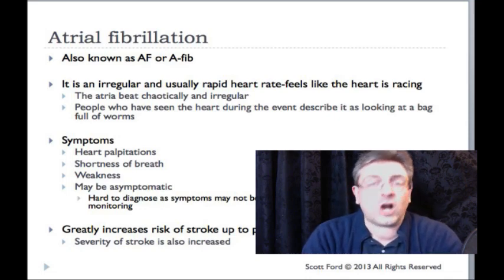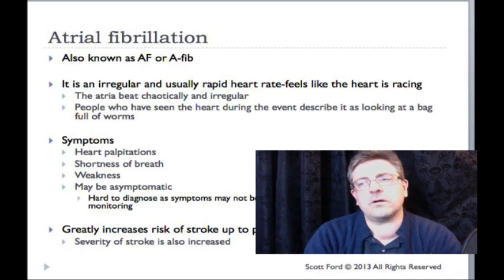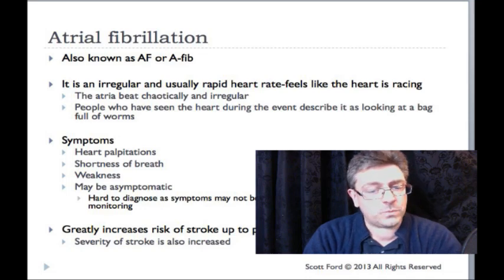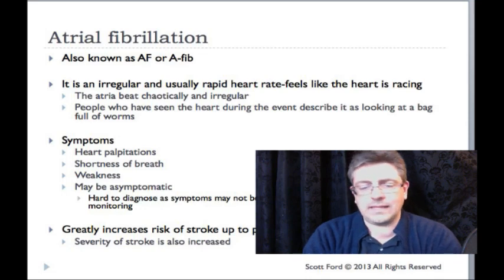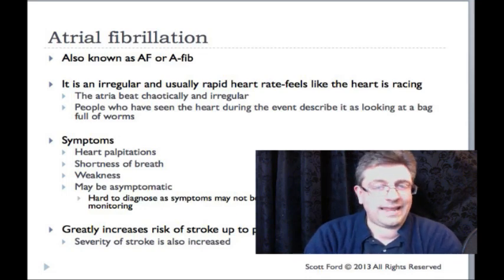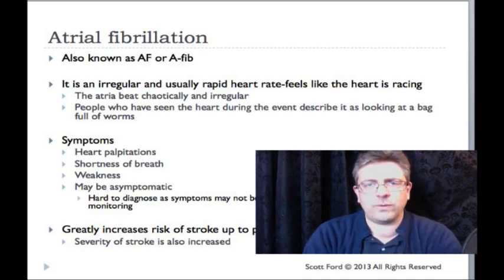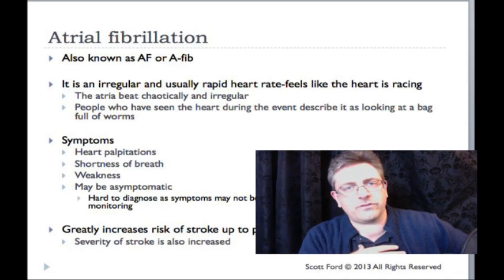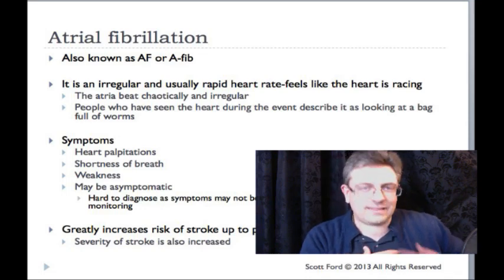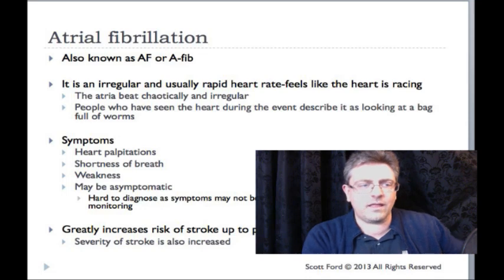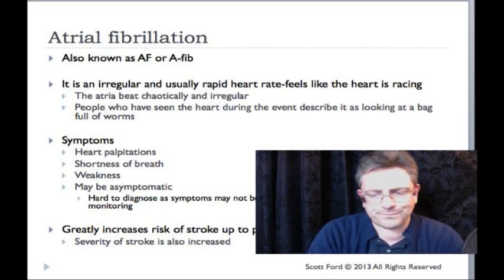Symptoms include heart palpitations, shortness of breath. They just can't catch their breath. Weakness. They're just so weak. They just can't do it. And it may also be asymptomatic, which is not good because they may not know this is happening to them. And it's very hard to diagnose because typically by the time they get to the doctor, it's not happening anymore. So they might have to wear a tricorder bag, from the old Star Trek. It's got leads on them, and it's recording their heart rate over a period of hours.